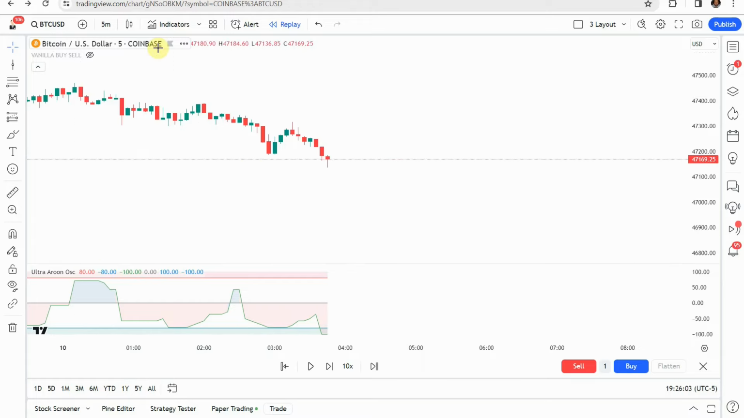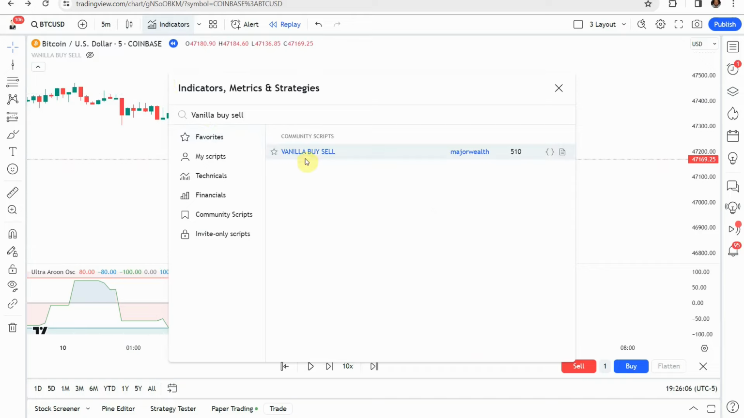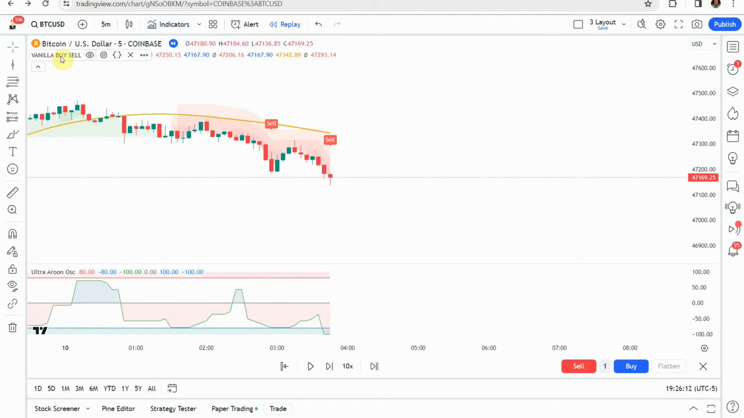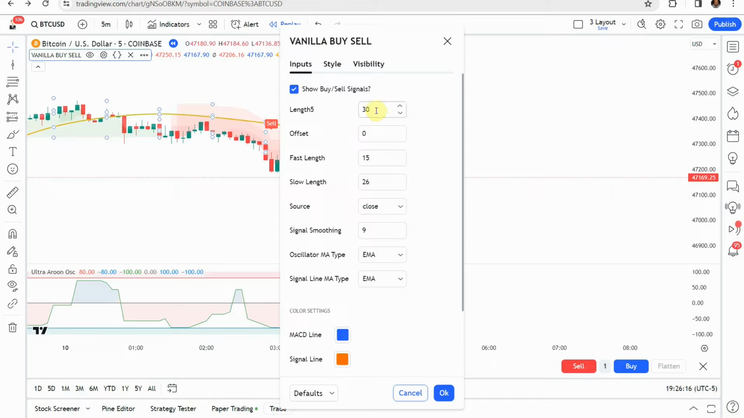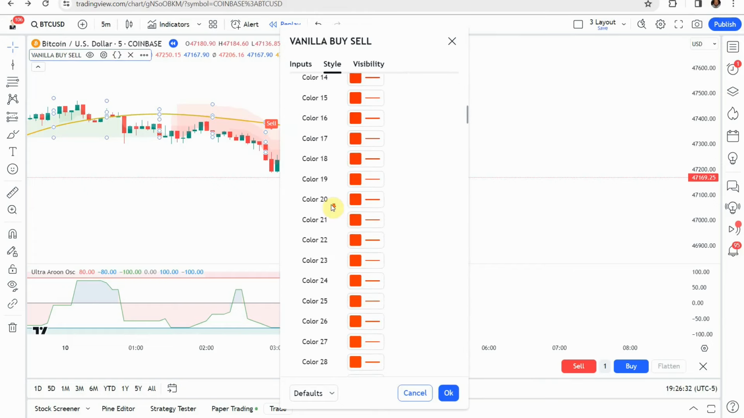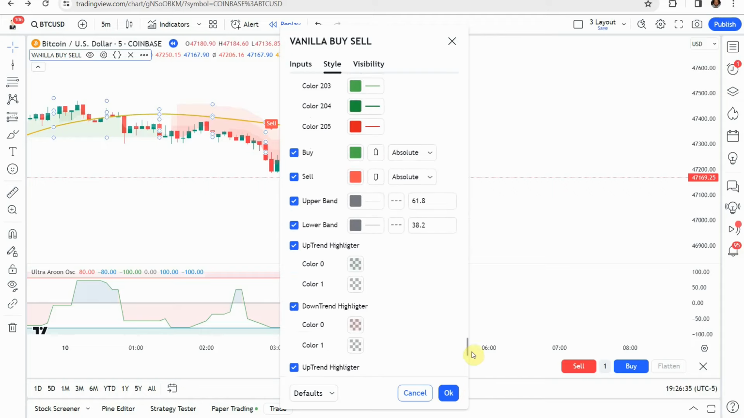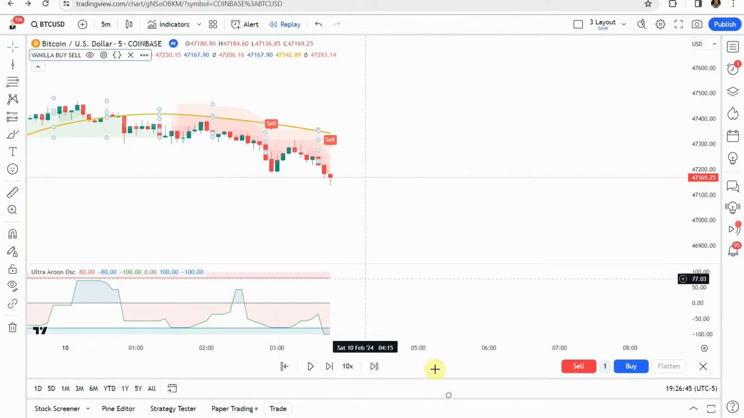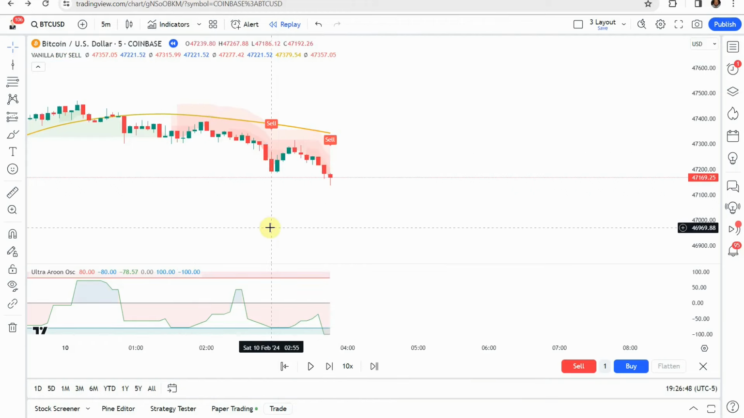But the second indicator we'll add to the screen is going to be the vanilla buy sell indicator, this one right here. And it will look similar to this here. This one, we will go into the settings and make a few modifications to the length 5. We're going to change that to 30, and to the fast length, we're going to change that to 15, and then we'll click OK. And I don't think we turned off any of the labels. Actually, scroll down to the very bottom here. Let's just double check. Yes, and you'll turn off the labels and the tables here on the style as well. And go ahead and click OK, and it should look like I have on screen now.